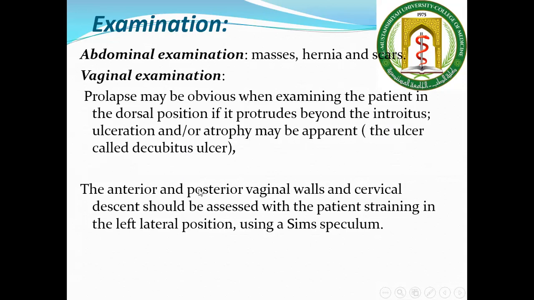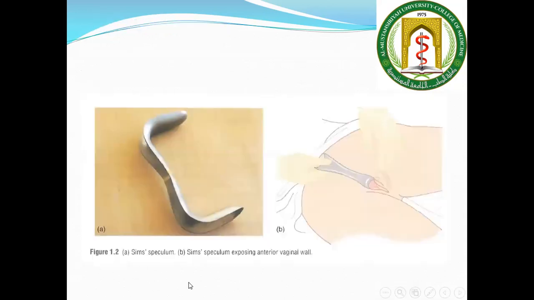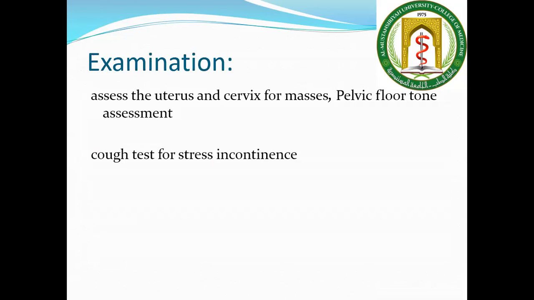The anterior and posterior vaginal wall and the cervical descent should be assessed with the patient straining. I ask the patient to push, or do a Valsalva maneuver with straining, and we use the Sims speculum. This is the Sims speculum, and here is the Sims position, with flexion of the upper thigh. We can use it for examination of prolapse, incontinence, and fistula, because it allows inspection of the vaginal wall.